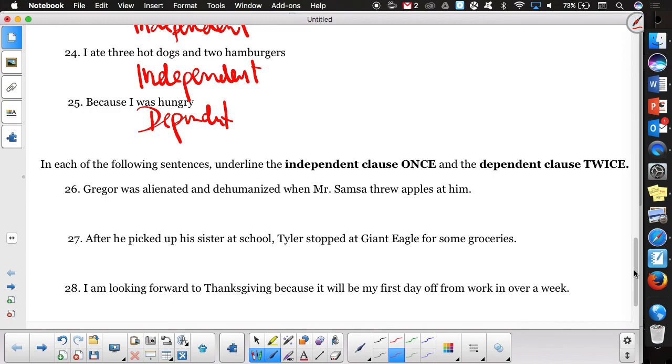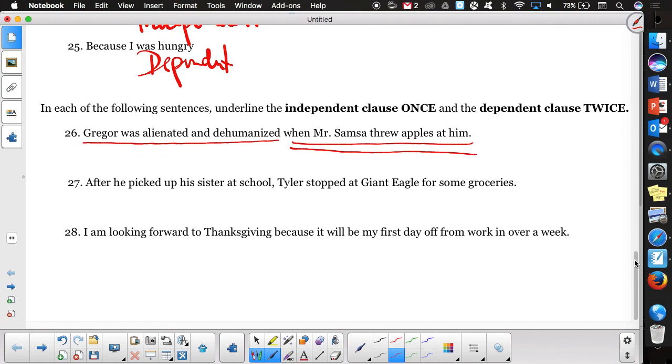So, Gregor was alienated and dehumanized when Mr. Samsa threw apples at him. Alex, what do you think? Give me one of them. Gregor was alienated and dehumanized, that's independent. Okay, so you're going independent here, and then you would be going dependent there, with when. Yes.